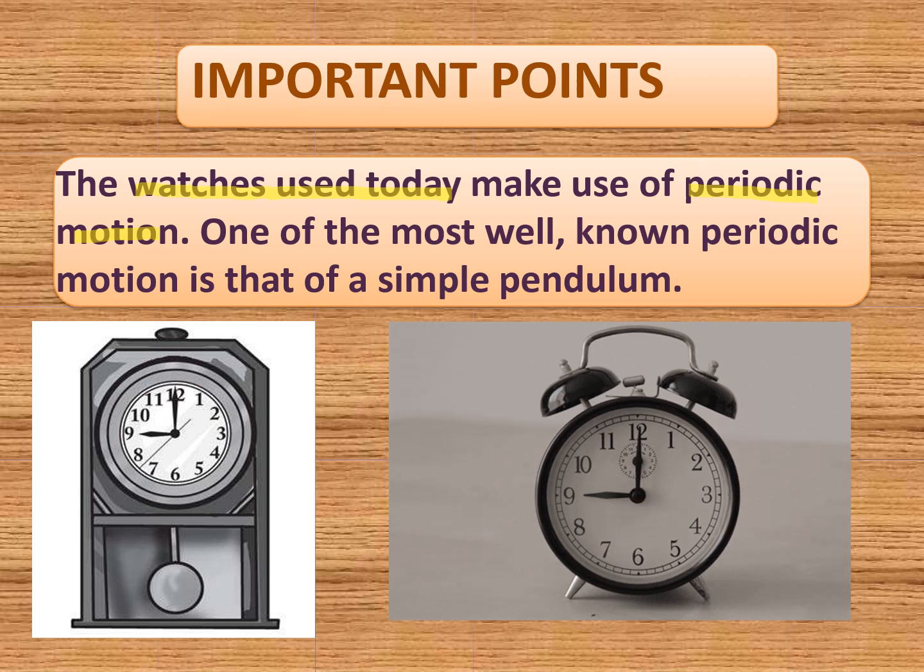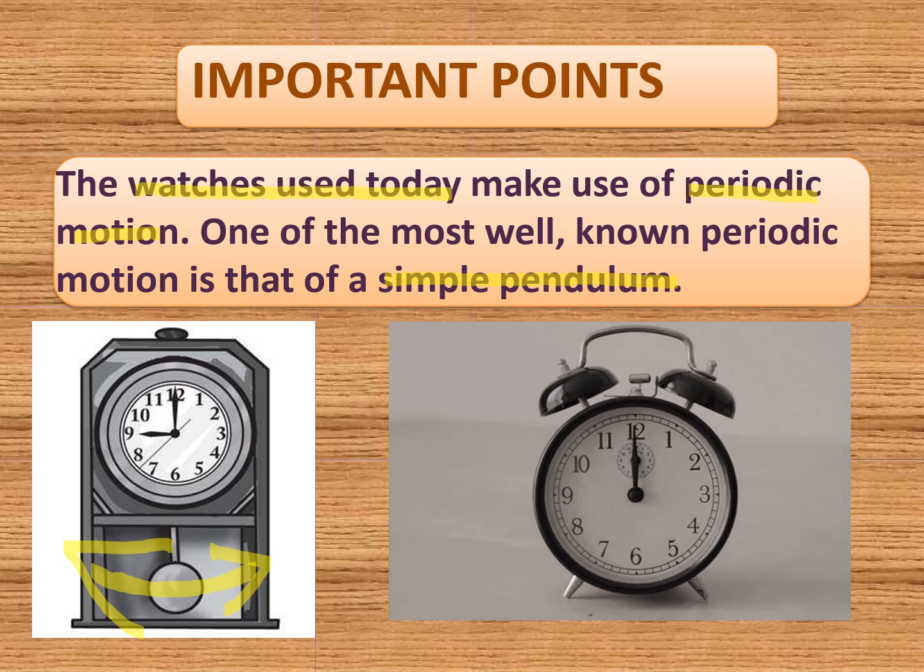One of the most well-known periodic motions is that of a simple pendulum. A simple pendulum is a device, and this is a clock in which this periodic motion is used. This is again a clock that you can notice in old big Havelis or the like. It had a rotating pendulum like this, to and fro, to and fro.